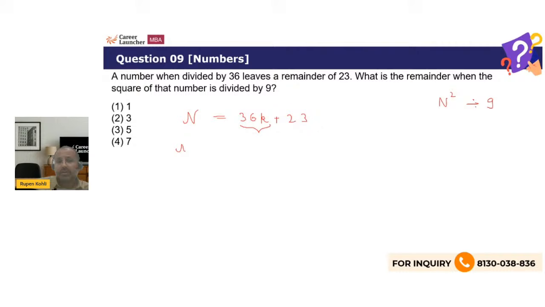So we can easily do this because 36k is already a multiple of 9. So the remainder of n when divided by 9 would be how much? The same as the remainder of 23 when it is divided by 9. 23 is 18 plus 5. So the remainder of n from 9 is 5.